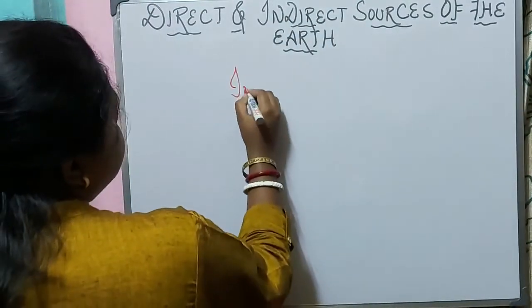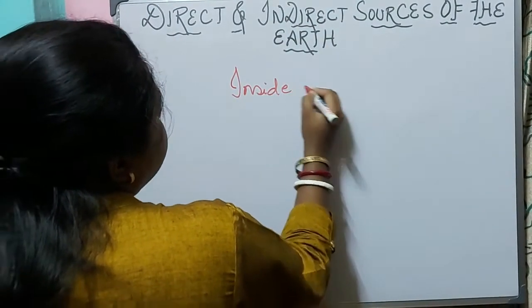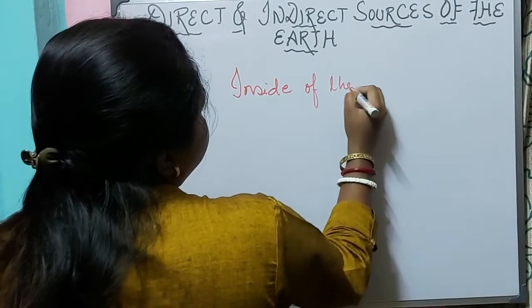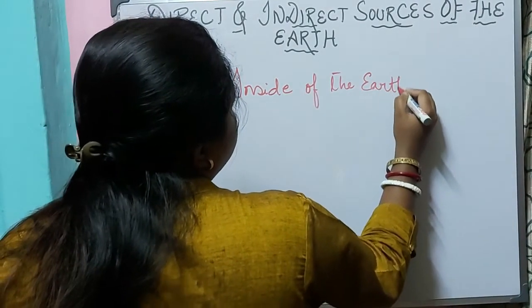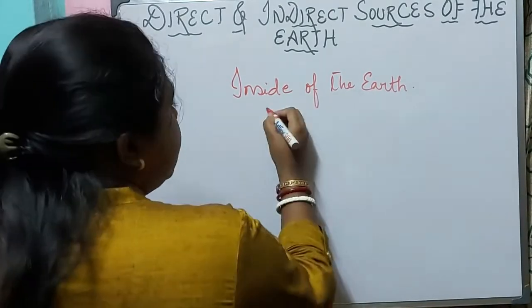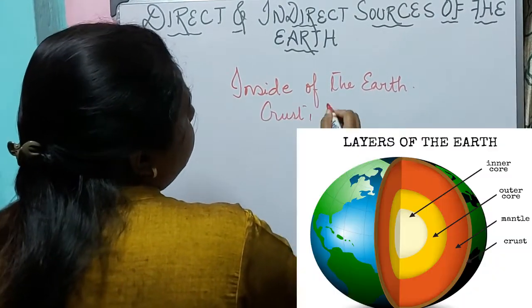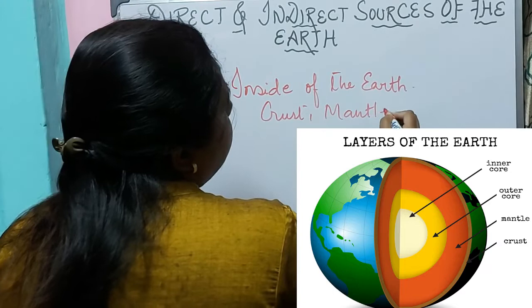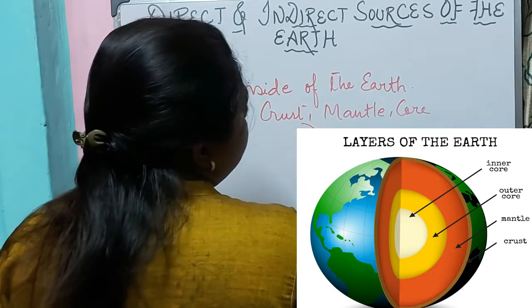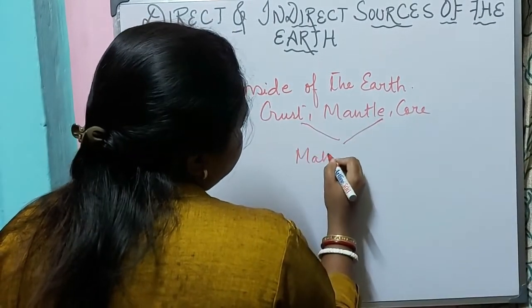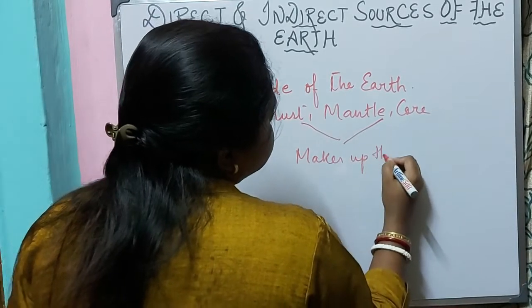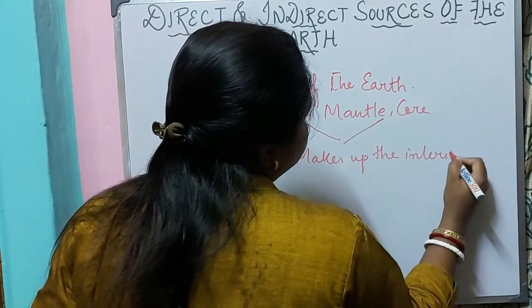Today we are going to start with the chapter of interior of the earth for class 11. So as we talk about the interior of the earth, it means we will discuss about the inside of the earth. Now we all know that the crust, mantle and core make up the interior of the earth.